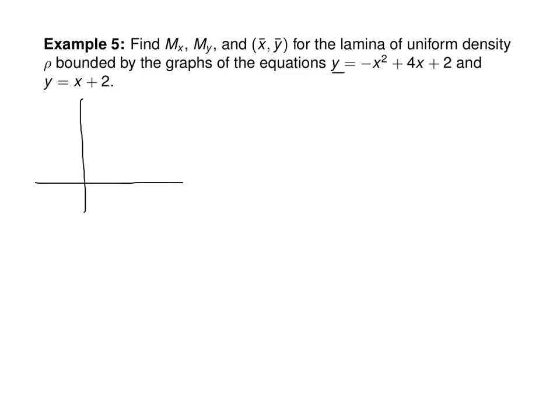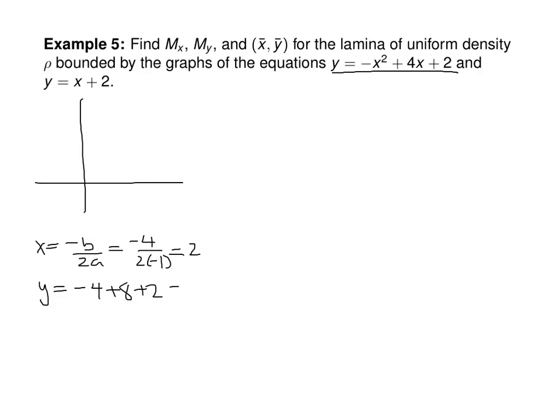So negative x squared plus 4x plus 2 is a parabola. It will be helpful probably to find the vertex using the formula negative b over 2a. So that will be negative 4 over 2 times negative 1. So that is 2. So the x-coordinate of the vertex is 2. And the y-coordinate, plug in 2. We have negative 4 plus 8 plus 2. The y-coordinate is 6. So over 2, up 6.